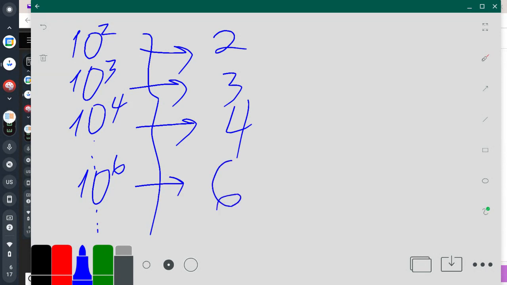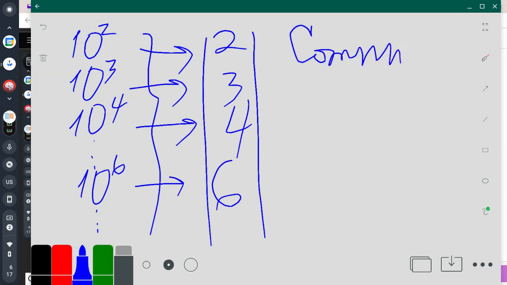In other words, the exponents represent the number. When you take the log of numbers that are powers of 10, that's called the common log. Right? So common log, it's easy to understand and easy to visualize, because think about it.